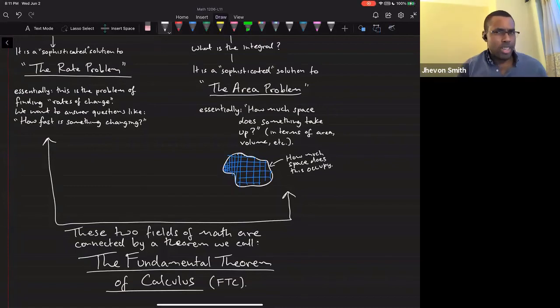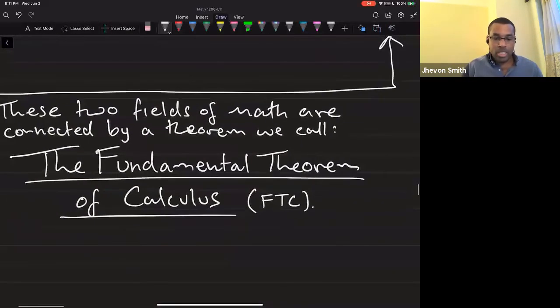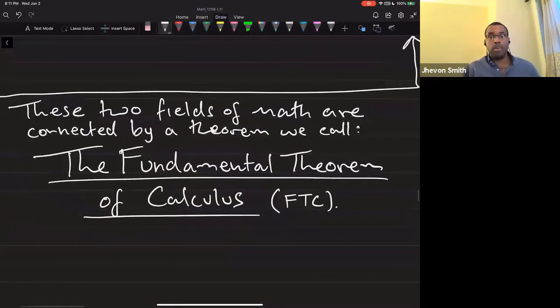Which is very surprising, that these two are actually connected. Solving these problems are two sides of the same coin. Turns out that integrals and derivatives have a relationship between them, and that is specifically described by this theorem called the fundamental theorem of calculus. So eventually we're going to get to a theorem that's called the fundamental theorem of calculus. I'm going to tell you the theorem. It's probably not going to look very special. You're like, why is this guy fundamental?